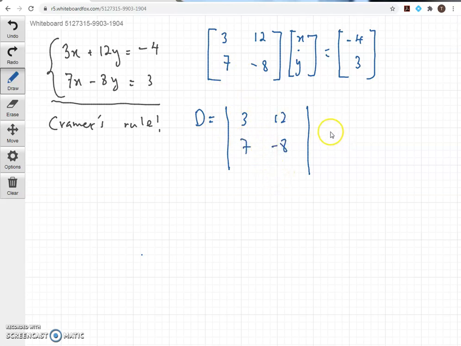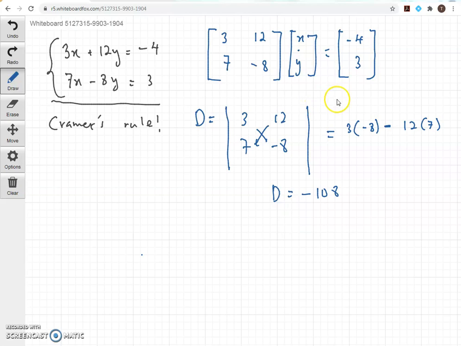Then you can use the formula: 3 times negative 8, then minus 12 times 7. So you can press your calculator for it. What you're supposed to get is D equals negative 108. This is D. It's quite straightforward and simple.